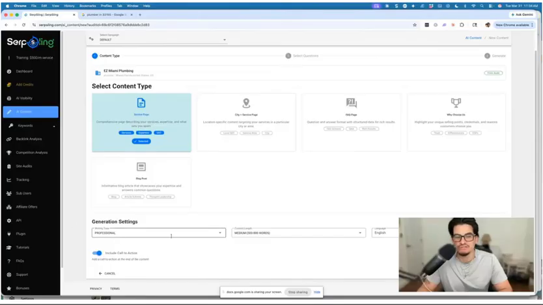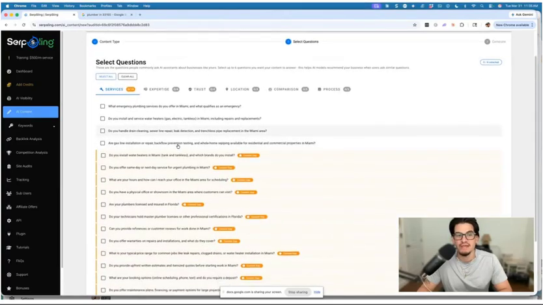Down here, you can select the tone that you want: professional, friendly, authoritative, conversational. You can choose how many words you want: medium, short, or long. You can choose your language. So yes, this does work for any language that you want. And you can also include a call to action that will add that at the end of the content. Okay, so from here we're going to select questions, and you can see all of this is pretty much done for you.